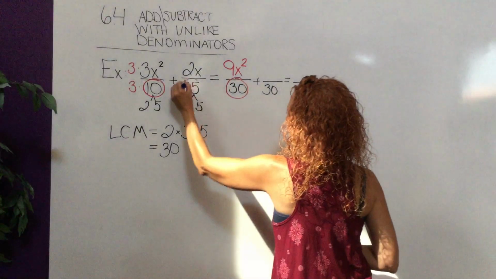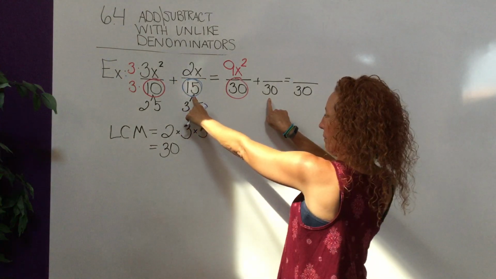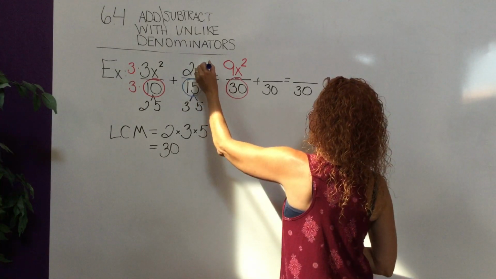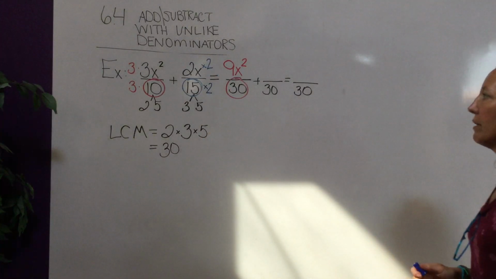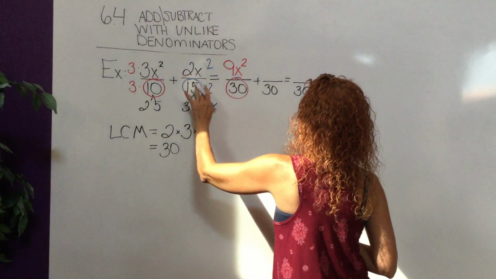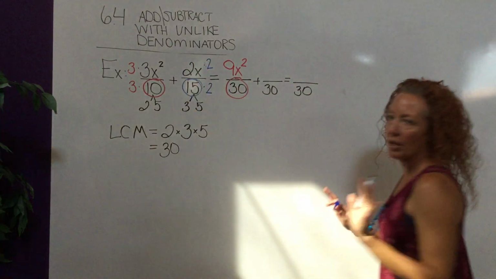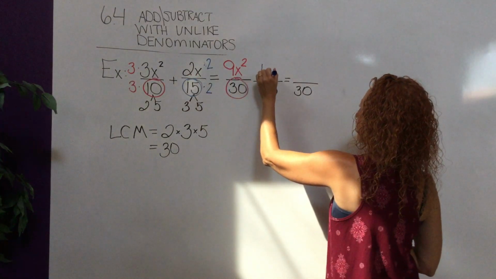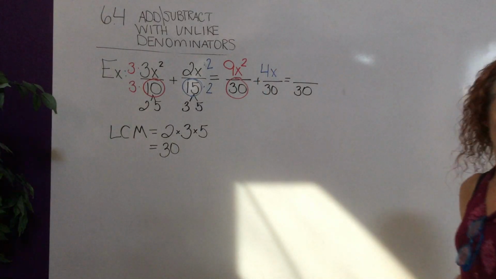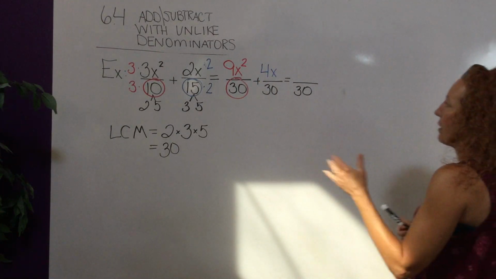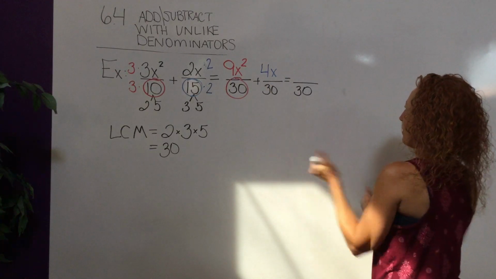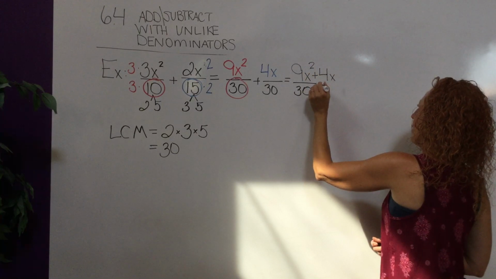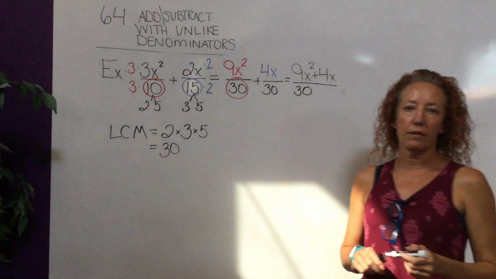And then what do I need to multiply 15 by to come up with 30? And 15 goes into 30 two times. So I'm going to multiply both top and bottom by 2. There's no reason I used x's instead of dots. I'm not trying to imply that it's a variable. And so 2 times 2 here is 4x. And so 9x squared plus 4x looks like that. And nothing can be reduced.